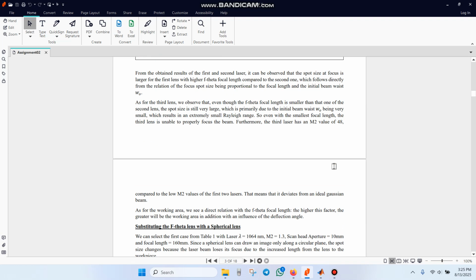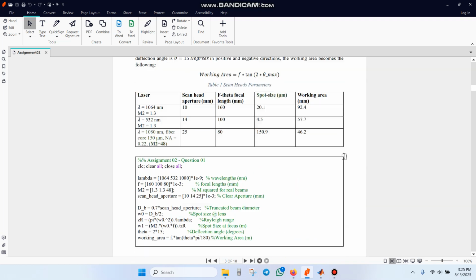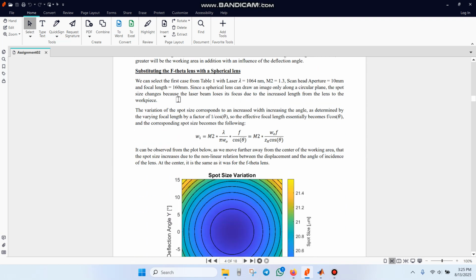Right. So this part was for the f theta lens, followed by the second analysis, which is for the spherical lens, in which we substitute the f theta lens with the spherical lens. Previously, our assumption for the f theta lens was that the spot size on the entire working space would remain the same. But when we are talking about spherical lenses, the spot size tends to change its diameter as we move across the working space, and that change is given by the factor of cos theta.